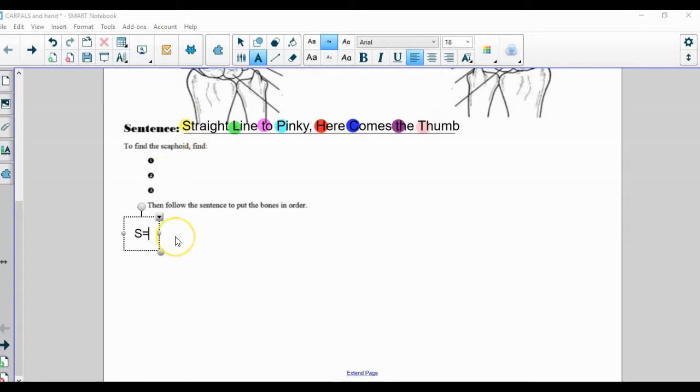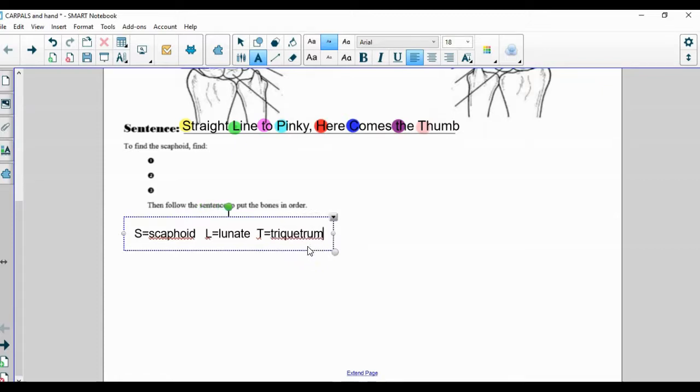So for the S in straight, that will stand for the bone called the scaphoid. Next we have the L in the word line will stand for the bone called lunate. The first T that we encounter, and you'll notice there's 3, so we have to have a strategy there, is known as the triquetrum, or sometimes called the triquetral bone. And then last in this first section up here, straight line to pinky, the P in pinky stands for the bone pisiform.